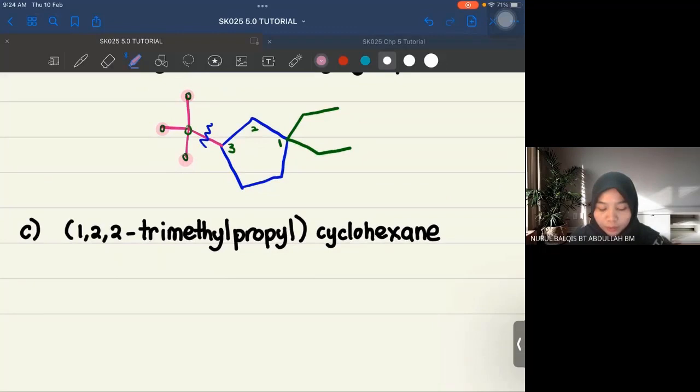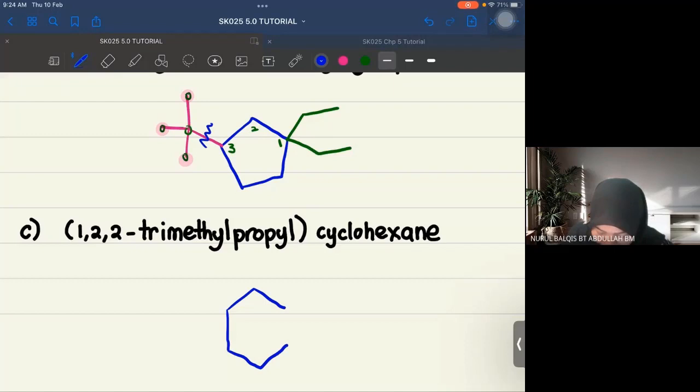Okay, next one. We have this 1,2,2-trimethylpropyl cyclohexane. So we're going to start with our parent chain first. We have a cyclic structure containing 6 carbons. So we have 1, 2, 3, 4, 5, 6. Okay, and then you look here, you have this parenthesis. Why do we have this parenthesis? Basically, in this parenthesis, we have our substituents. But on top of the substituent, we have other substituents attached to it, in other words, the branched alkyl group. How do we know this? We have this methyl and also this methyl. Sebab tu dia bubuh parenthesis.